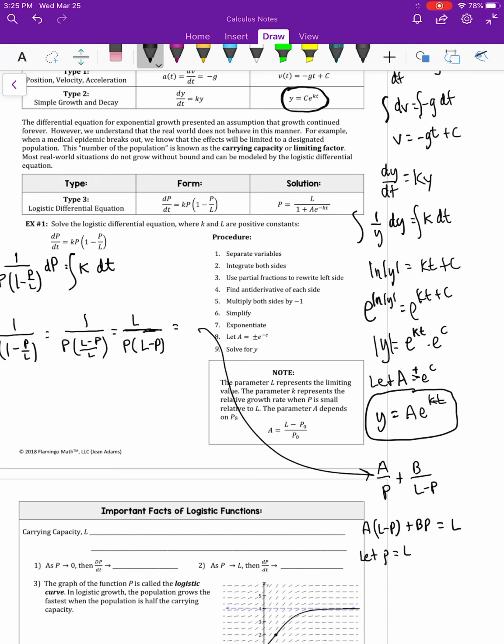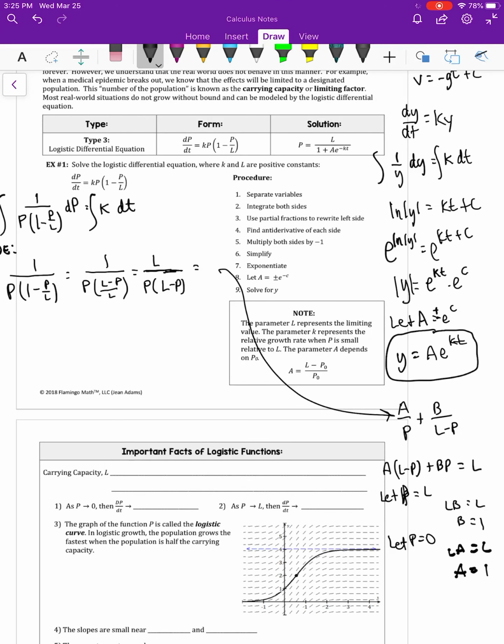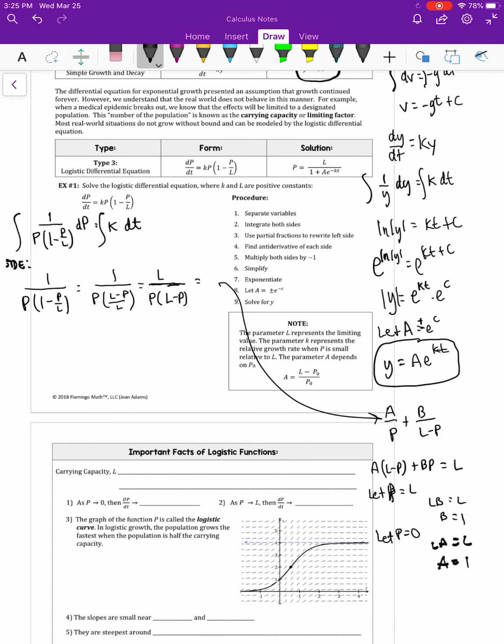And so if we let p equal L, then we're going to get 0 for A, and this is going to give us L times B equals L, so our B is 1. And if we let p equal 0, then our B turns to 0, and this is L times A equals L, and our A is 1. So by using partial fractions, that gives us that this right here is equal to 1 over p plus 1 over L minus p.